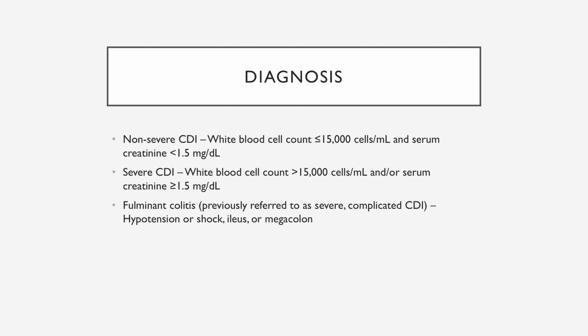And then once you diagnose C. diff, we kind of break it up into 3 different areas. So you have non-severe C. diff infection, you have a severe C. diff infection. The differentiation between that is a white blood cell count at or below 15,000, and then a creatinine at or below 1.5, with severe being above both those 2 thresholds. And then a fulminant C. diff infection is hypotension or shock going along with your C. diff infection. Also, toxic megacolon or ileus seen on CT scan.